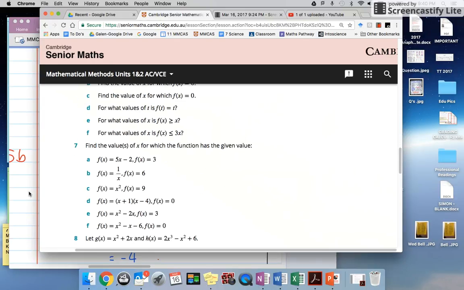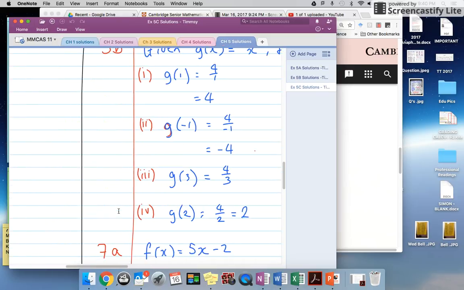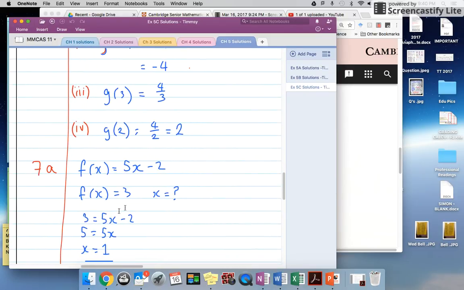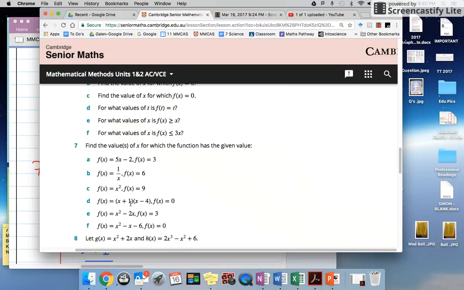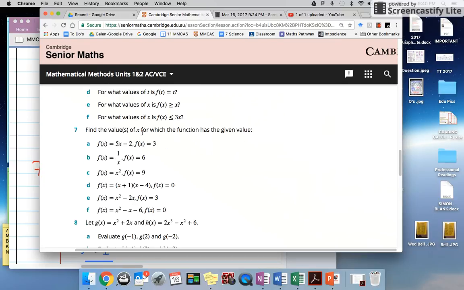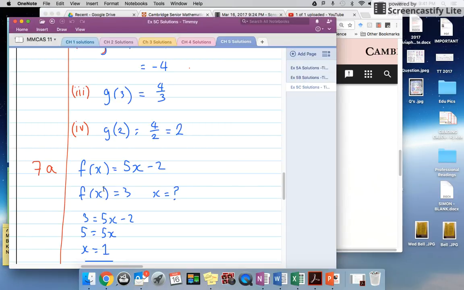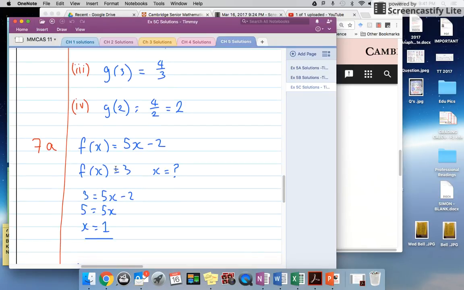Then quickly jump down to 7 now. So this time, question 7, it says find the value of x for which the function has a given value. So f of x equals 5x minus 2. We've got f of x equals 3. So this is our y value now. So it's just if f of x equals 3, what does x equal? So where I see my f of x, I put in 3.